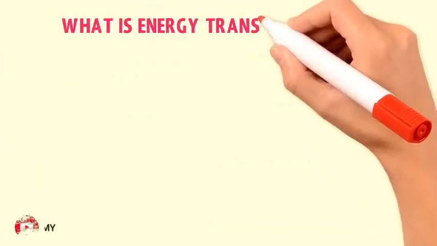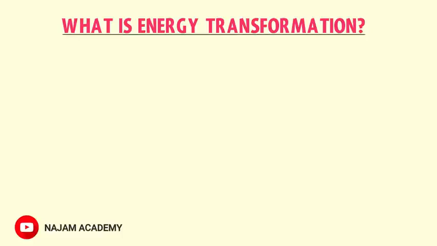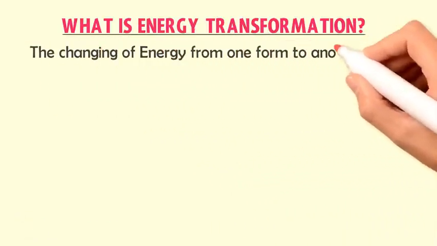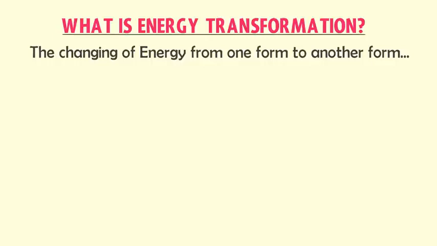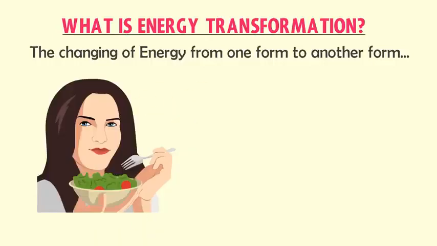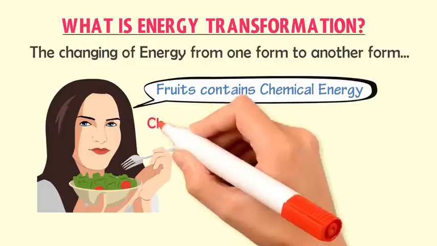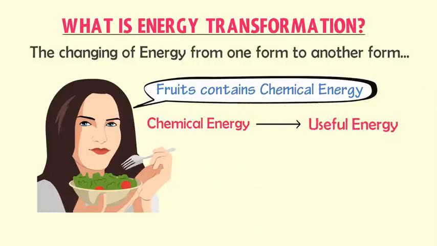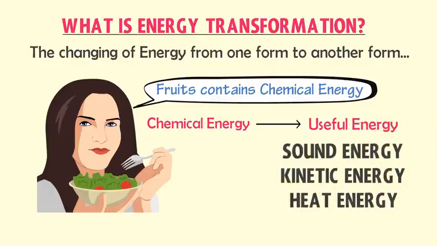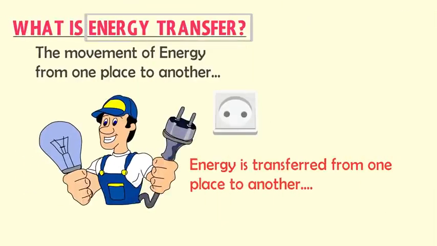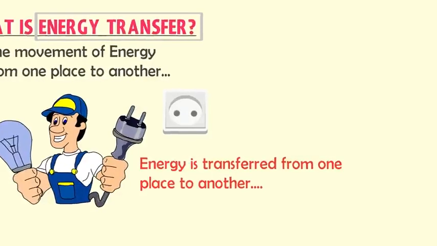Now, what is energy transformation? Energy transformation means changing of energy from one form to another form. For example, when you eat fruits, you get energy, I mean the fruit contains chemical energy. When you digest food, you transform chemical energy into useful forms of energy like sound energy, kinetic energy, and heat energy. To summarize my lecture, remember that energy transfer is the movement of energy from one location to another.